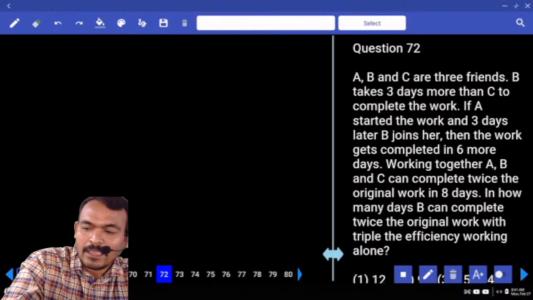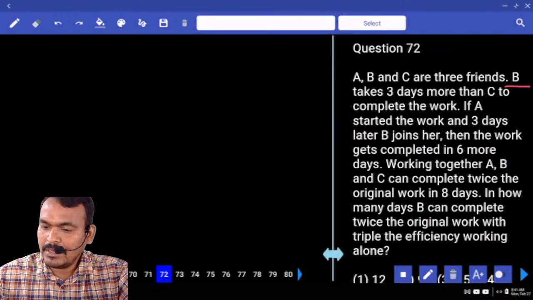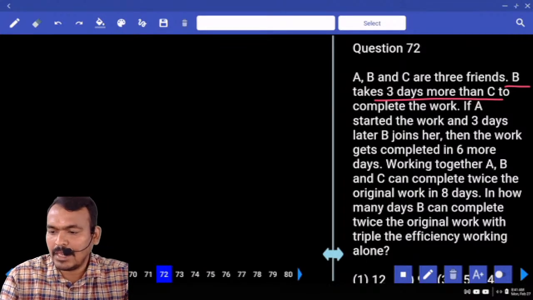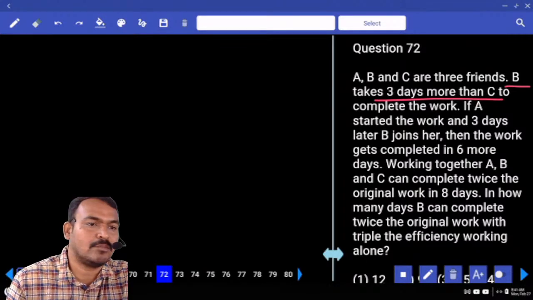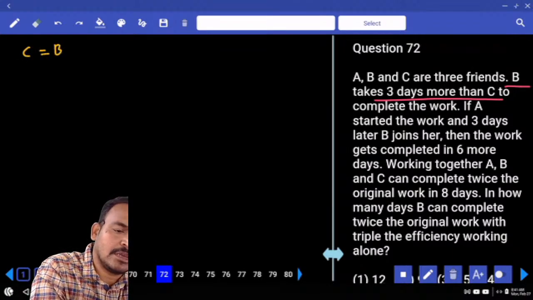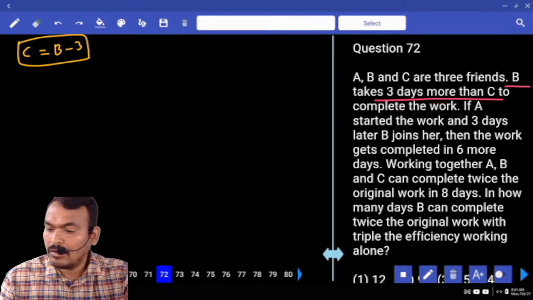Just listen. First, B takes 3 days more than which one? C. Means B alone compared to C alone, how many days are more? 3 days more. Then I write C equal to B minus 3 or B plus 3? B minus 3, or not? Okay.